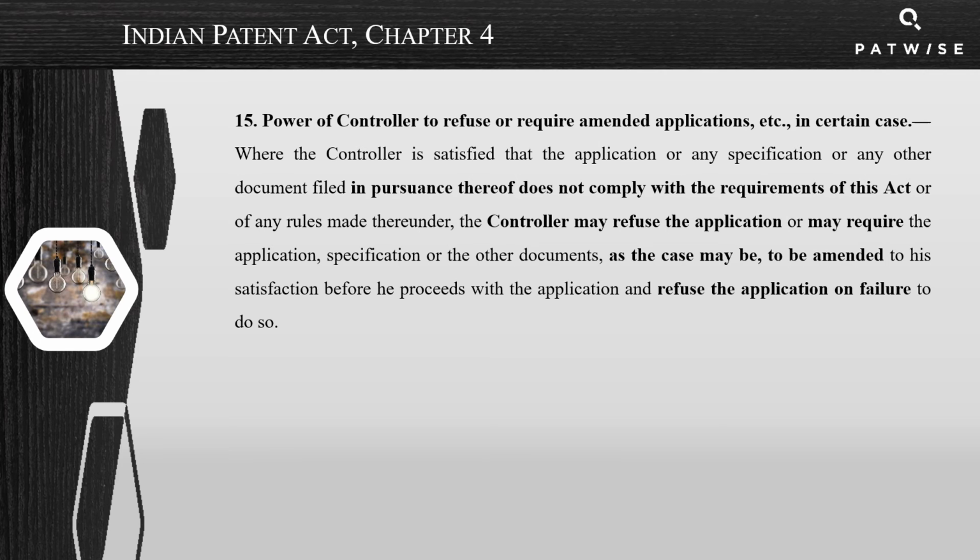Section 15. Power of controller to refuse or require amendment in certain cases. Now, like in section 14, we saw the controller can request for an amendment or correction to the applicant. Now, the applicant can file an amendment and correction. It does not mean that once an applicant files an amendment that the controller has to accept the amendment if it is not in compliance with the provisions of this act. Hence, the controller has the power to accept an amendment, or he can also reject an amendment, or he can also request for an amendment. So if the applicant fails to do any of these, then the controller can refuse to grant the application.